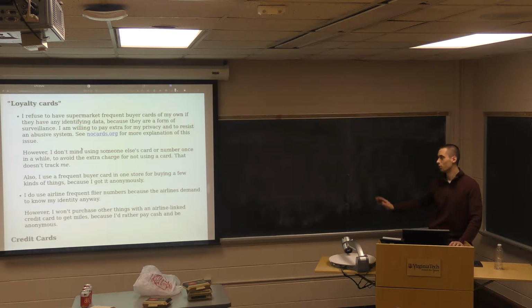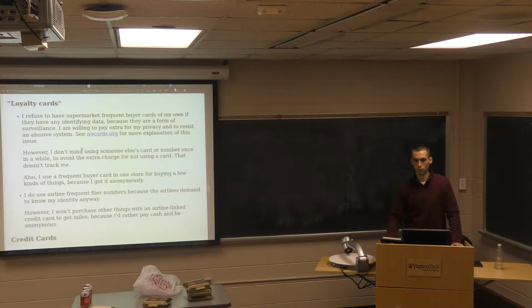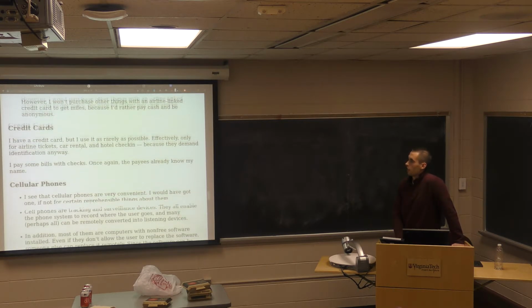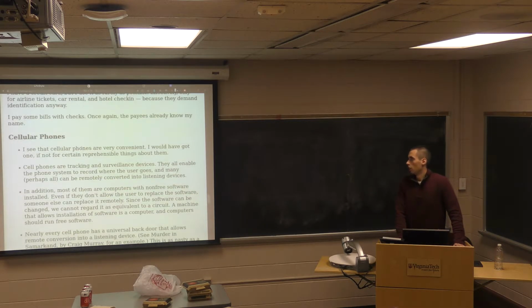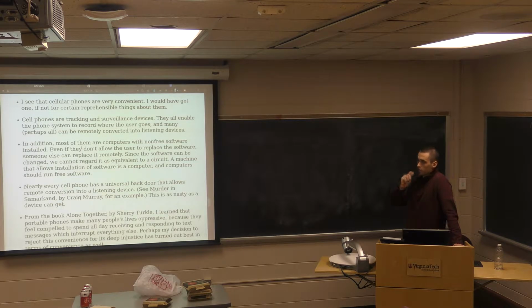Okay. He refuses to use rewards cards at grocery stores because they track you. And he also does not use a cell phone, which we'll get to later. Credit cards, he doesn't like to use, and tries to do everything in cash. He will use a credit card if something already requires his ID, so he knows it's not going to be anonymous anymore. Cellular phones, of course they track you, everyone in here should know that. Please turn off your personal tracking devices now. And they also have a lot of non-free software, many backdoors and whatnot.